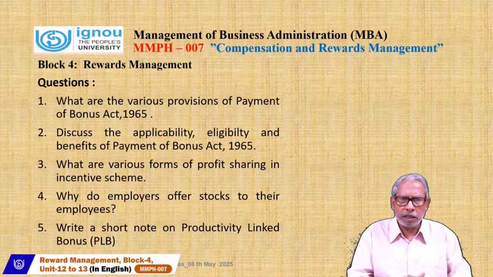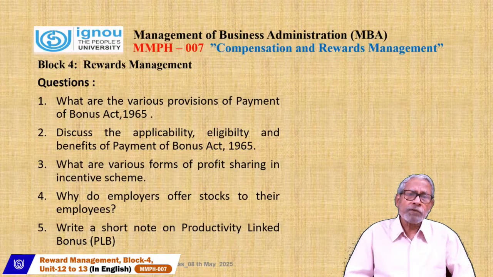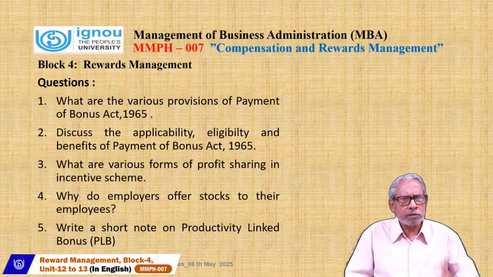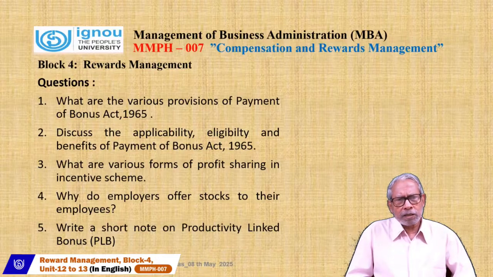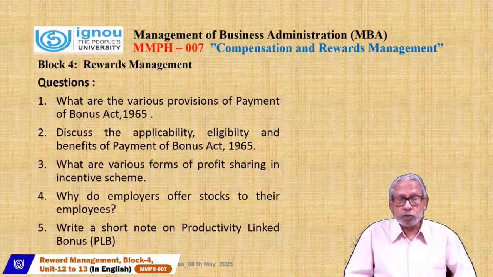Then basically there are two questions that are sufficient regarding the bonus area. The third question is, what are various forms of profit sharing in incentive schemes? As I said, cash, cash award. There are so many ways, various profit sharing schemes. Then another question is, why do employers offer the stocks? Why are companies offering the stocks to their employees?